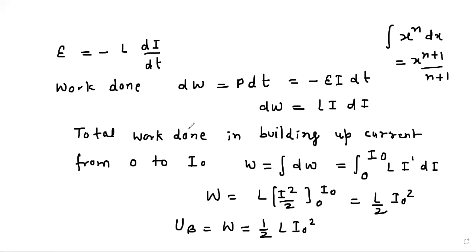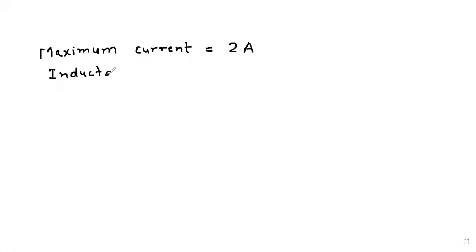Now we can understand it by taking an example. Suppose maximum current is equal to 2 ampere and the inductance of coil is equal to, suppose, 2 millihenry.